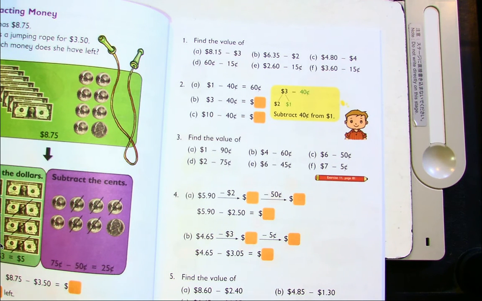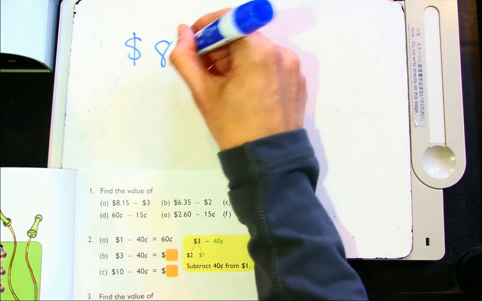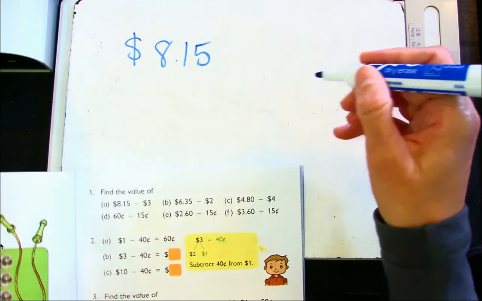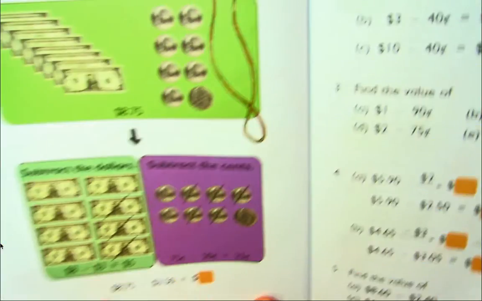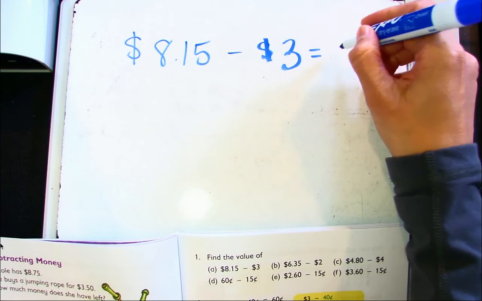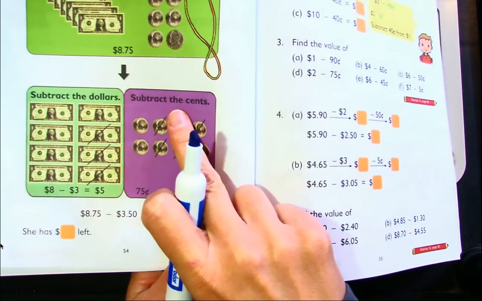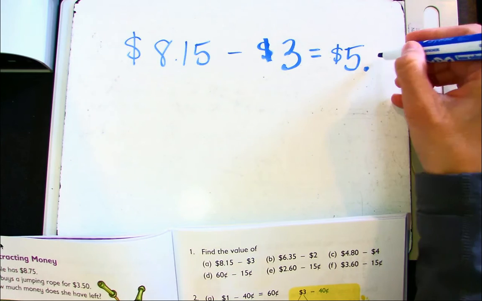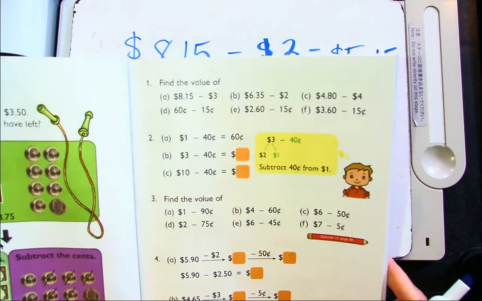The first one we have, it says find the value of $8.15 minus $3. All right, so let's use our mental math strategy. We are going to first subtract the dollars. And we know 8 minus 3 is 5. Oh, put my dollar sign here. And we are not subtracting any cents, because that's the next step, is to subtract the cents. But there aren't any cents, so we can keep our 15 cents. So the answer to that one is $5.15.